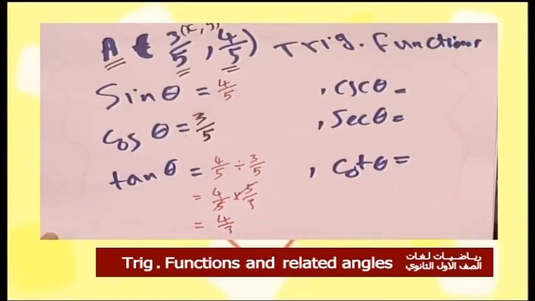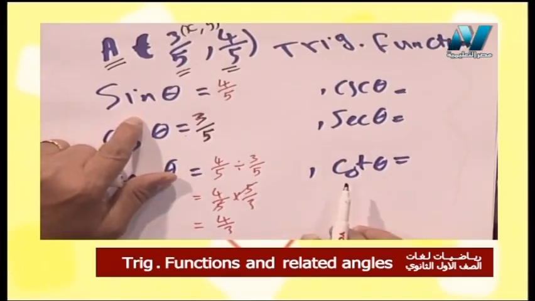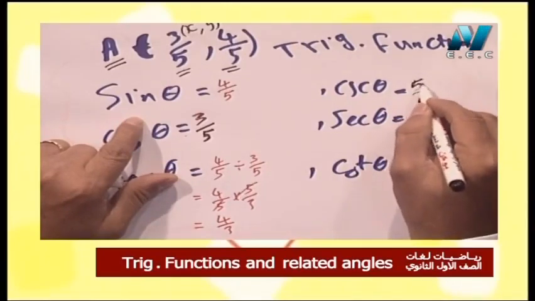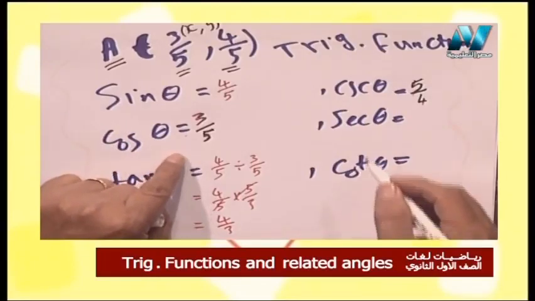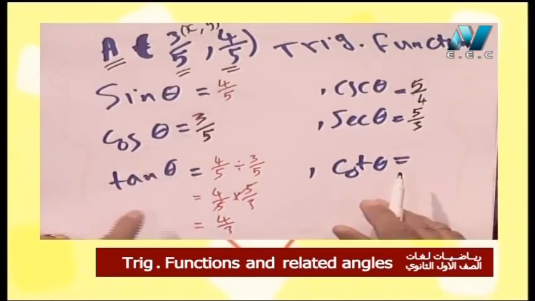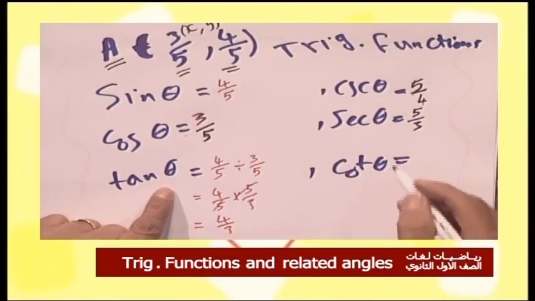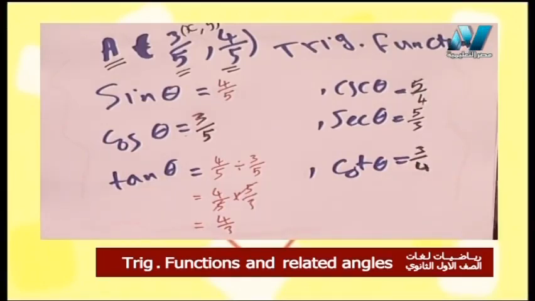And we have the reciprocals for these angles. Cosec theta, the reciprocal of sine, is 5/4 here, and the reciprocal of cosine, sec, equals 5/3, and cotan theta, the reciprocal of tan theta, is 3/4. Let's move to another question.